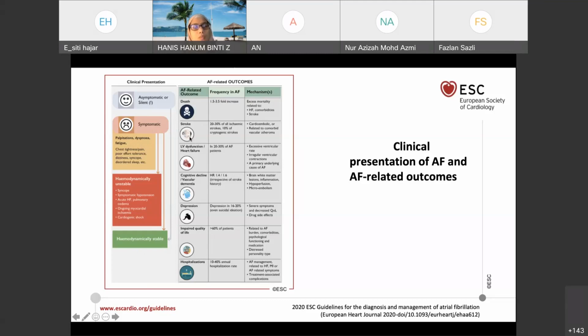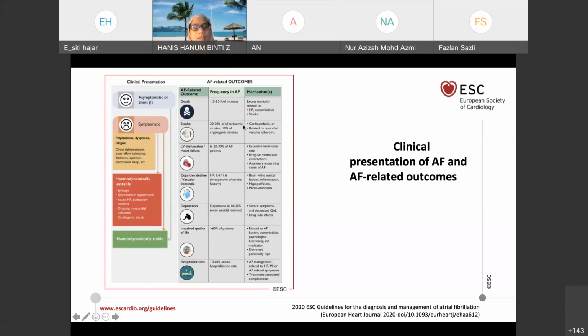Okay, when you have AF, you have an increased risk of death. Okay, 1.5 to 3.5 times higher risk of death. You have higher risk of stroke, like I said. That's what we are scared of in AF. We want to prevent the stroke.